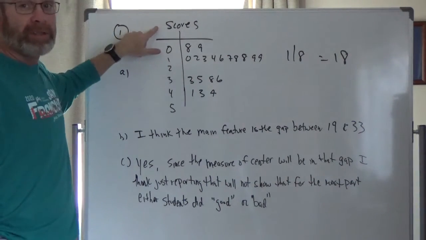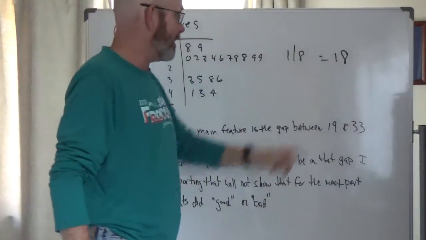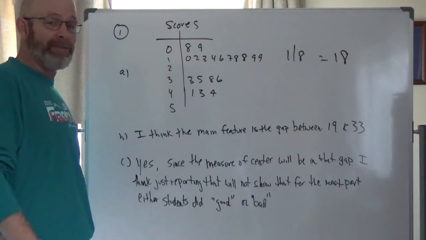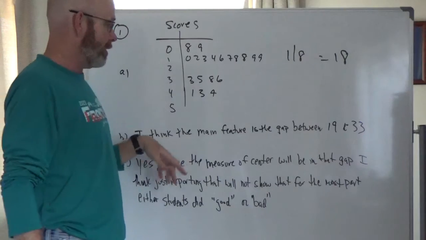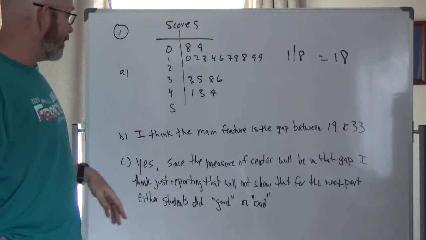Make sure you have some sort of title, it's a score, and some sort of key for how to read it, right? So the 1 | 8 is 18. The second part of that problem asks what the main feature is. I think the main feature is that big gap between 19 and 33. Not much else to say, I don't think.